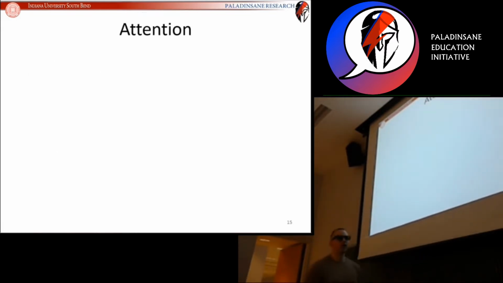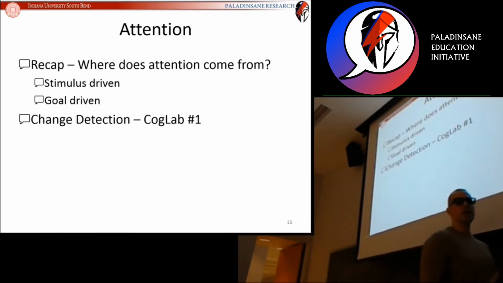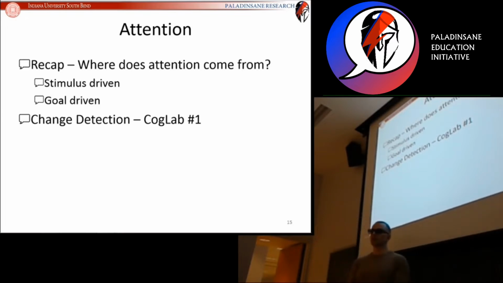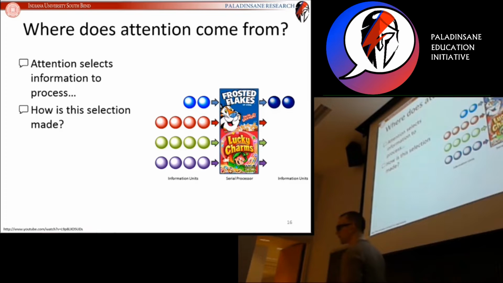Attention. We're going to have a very brief recap about where attention comes from: stimulus-driven versus goal-driven, exogenous versus endogenous attention. And then we're going to take up the two CogLabs that you participated in. First one being change detection, to see just how, let's face it, horrible our attention actually is. And then we're going to take a look at spatial cueing to see how our attention operates in terms of the characteristics of how it moves. But again, let's just do a brief recap of where our attention actually comes from.